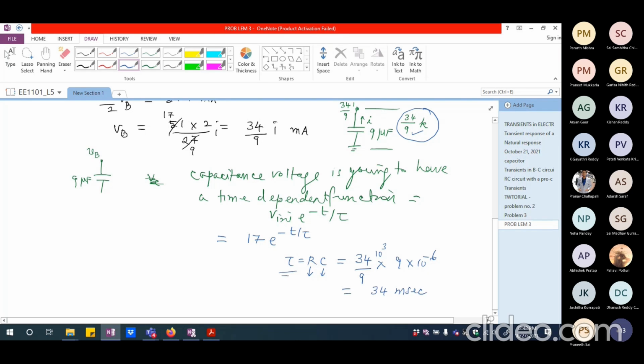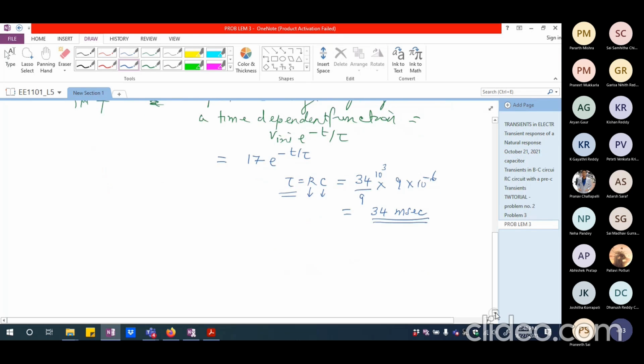So again, the time constant always has the dimension of time itself, which is in terms of millisecond in this particular case. So I am going to have the voltage of the capacitance, which is the same as VB, the voltage of node B. So this is the voltage of node B.